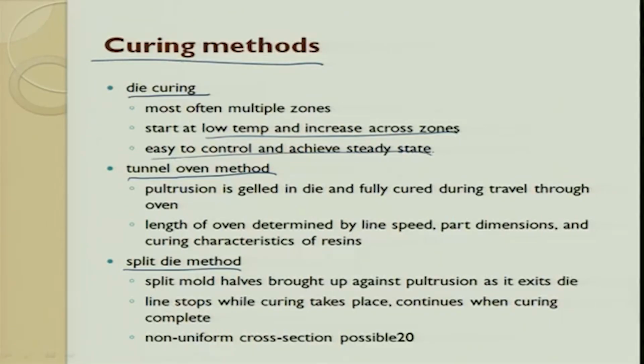When you talk about tunnel oven method, the pultrusion is gelled in die and fully cured during the travel through the oven. So, it is nothing but like a pizza, you pass through a heating pan. In the same way here, pultrusion, the tunneling oven. So, the oven which is used even in pizza. So, we have an oven.